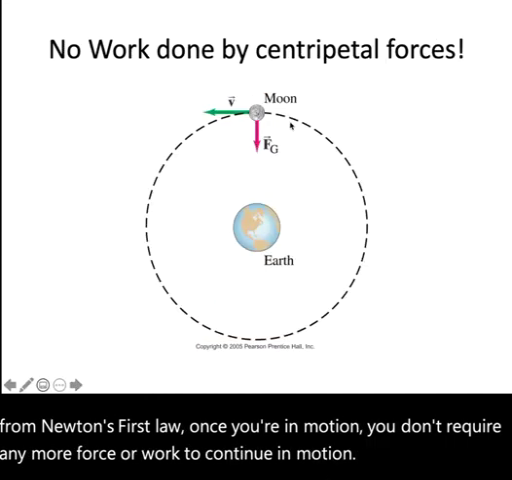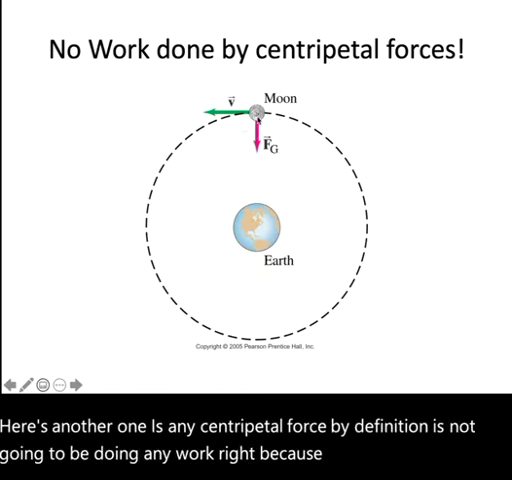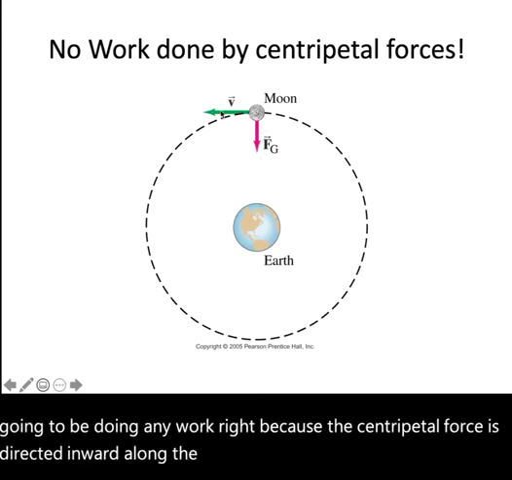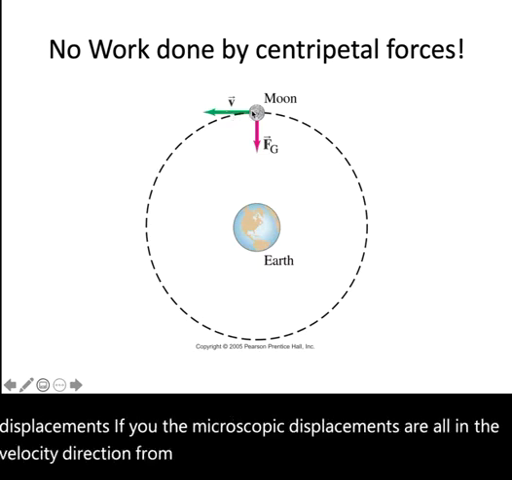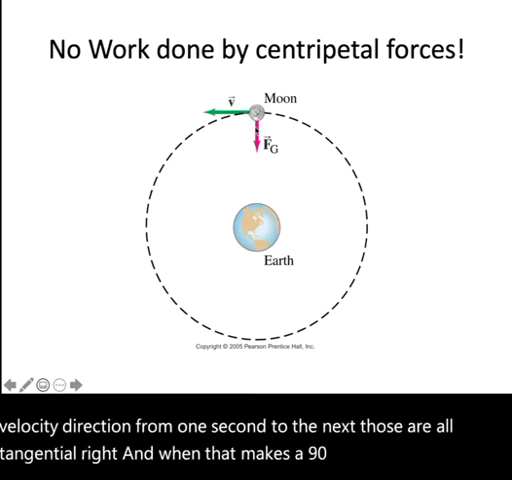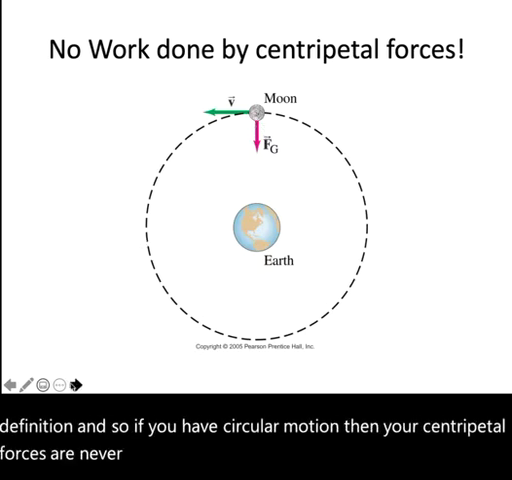Here's another one. Any centripetal force, by definition, is not going to be doing any work. Because a centripetal force is directed inward along the radial line, and the motion, the microscopic displacements, if you like, are all in the velocity direction from one second to the next. Those are all tangential, and that makes a 90-degree angle by definition. And so if you have circular motion, then your centripetal forces are never doing any work either.